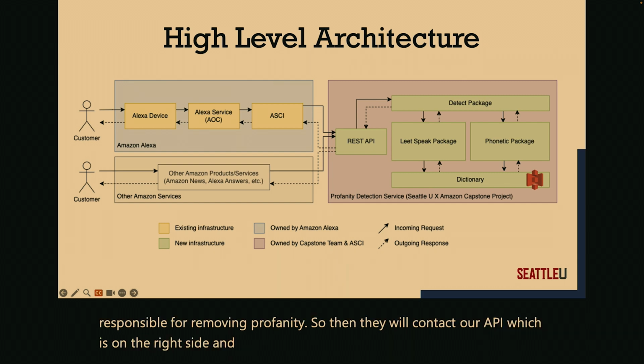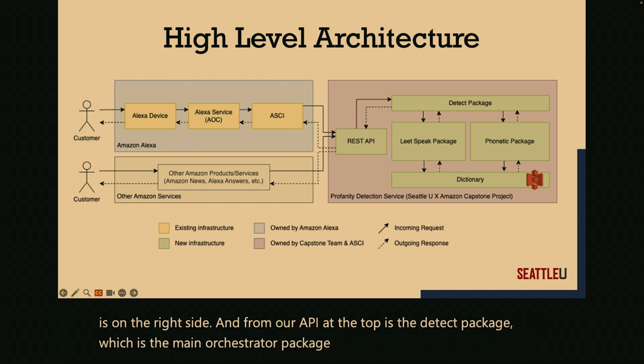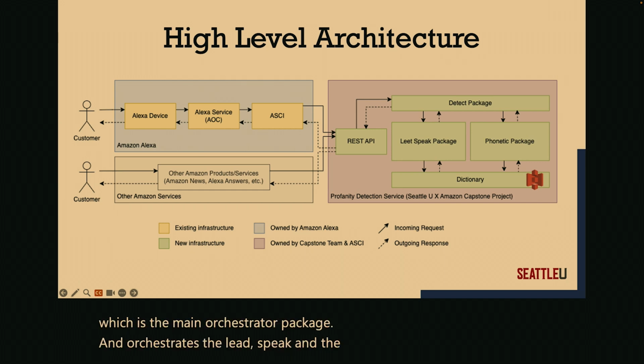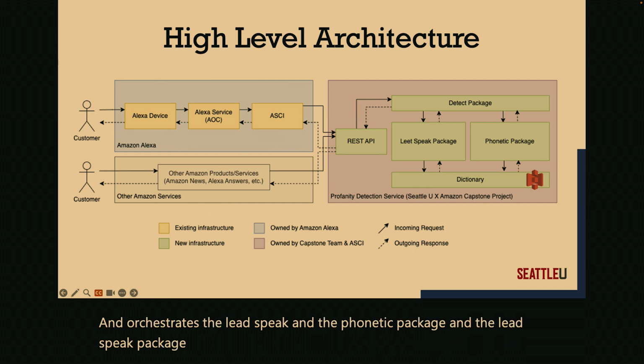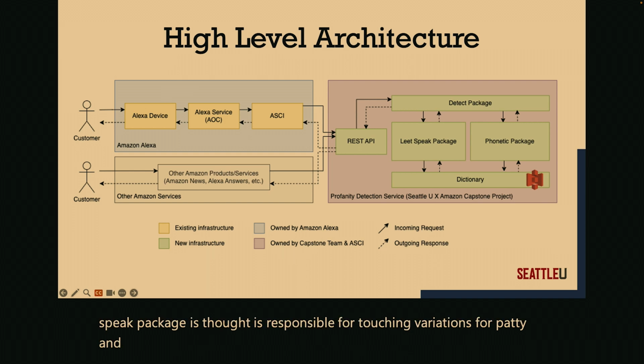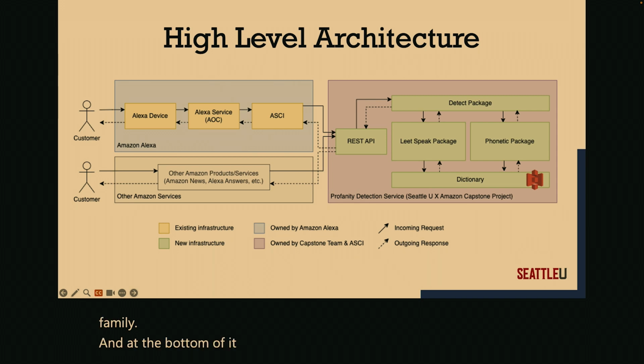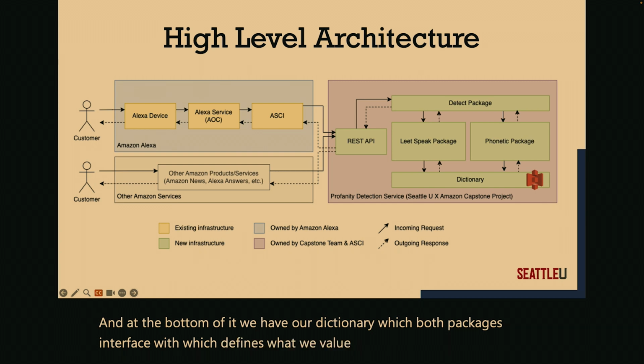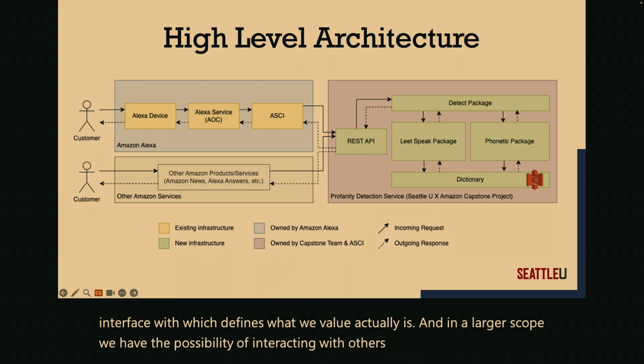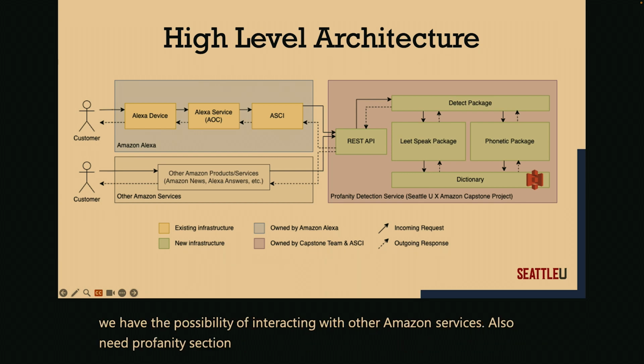From our API, at the top is the detect package, which is the main orchestrator package. It orchestrates the leet speak and the phonetic package. The leet speak package is responsible for catching variations of profanity, and the phonetic package is responsible for detecting phonetic variations of profanity. At the bottom, we have our dictionary, which both packages interface with, which defines what profanity actually is. And in a larger scope, we have the possibility of interacting with other Amazon services that also need profanity detection.